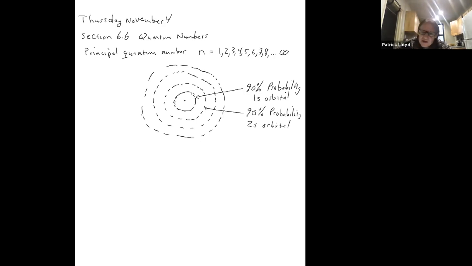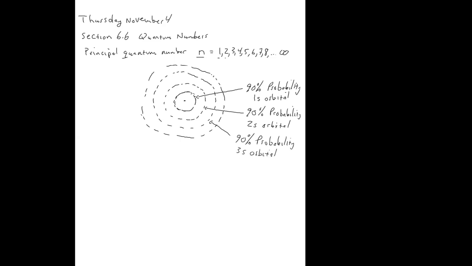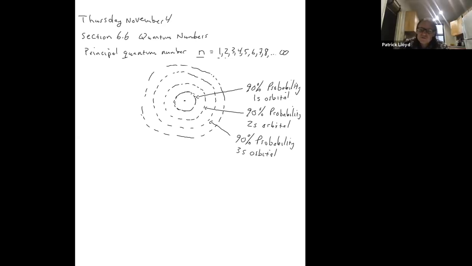So the numbers 1, 2, 3, 4 correspond to these numbers here. The one down here closest to the nucleus is the 1s orbital. The one that's further out from there is called the 2s orbital. The one that's further out from there is the 3s. So the 3s is bigger, right? As you move to higher n values, the size of the orbital increases, okay? There's a larger and larger region of space where the electron is allowed to occupy.